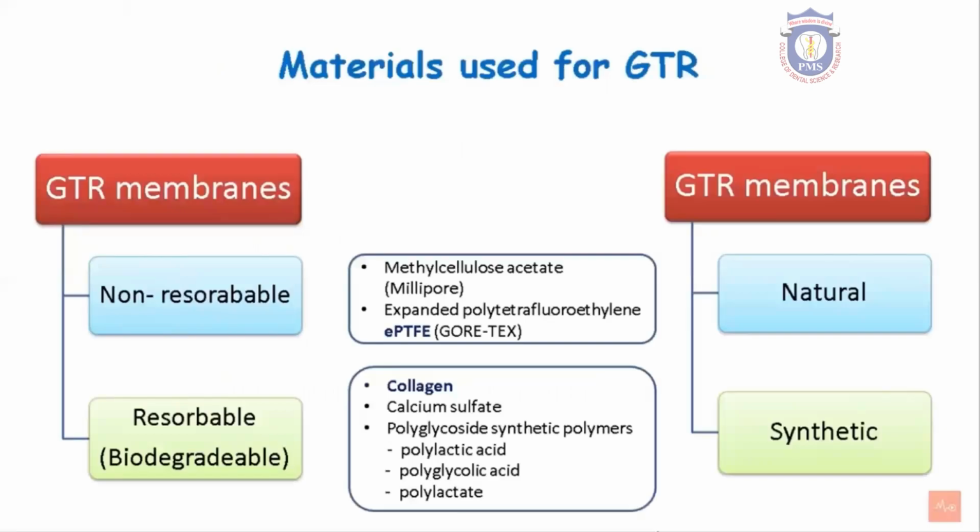So now we'll see the materials used for GTR. It can be natural or synthetic, and it can be either a resorbable one or a non-resorbable one. The resorbable ones usually used are collagen, calcium sulfate, and synthetic polymers like polylactic acid, polyglycolic acid, and polylactate. While the non-resorbable ones commonly used are millipore or methyl cellulose acetate and expanded polytetrafluoroethylene. So these are the membranes, either natural or synthetic, which are either resorbable or non-resorbable.